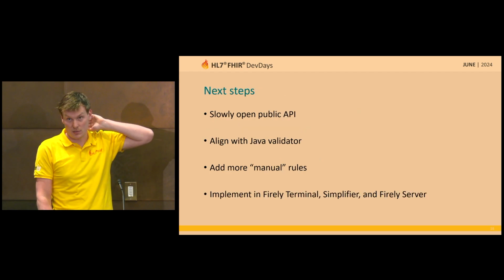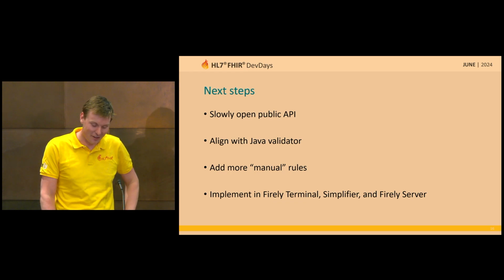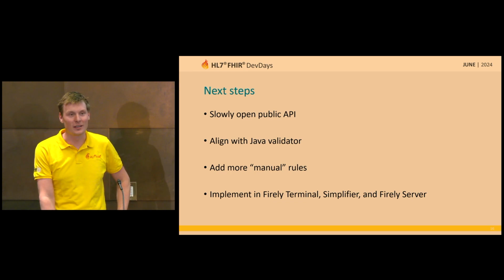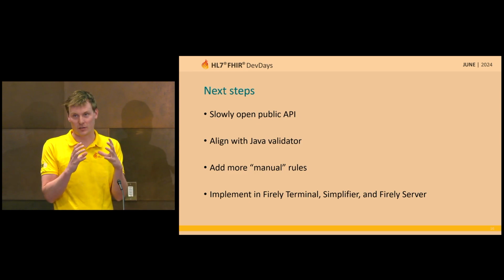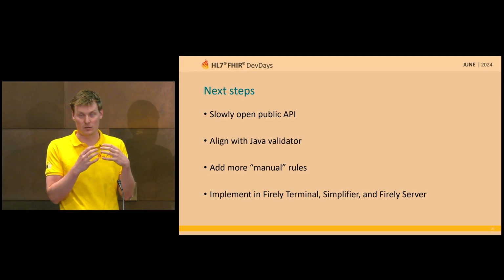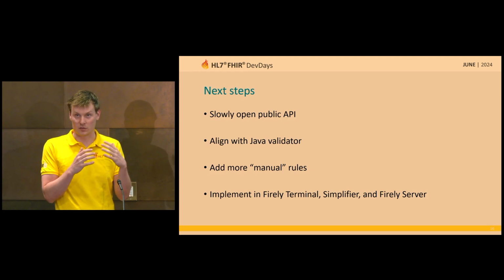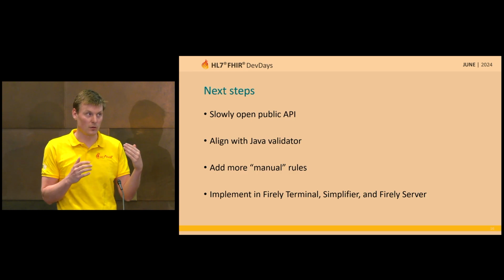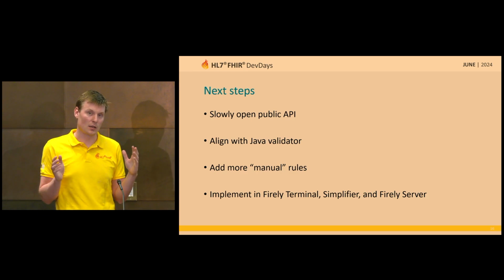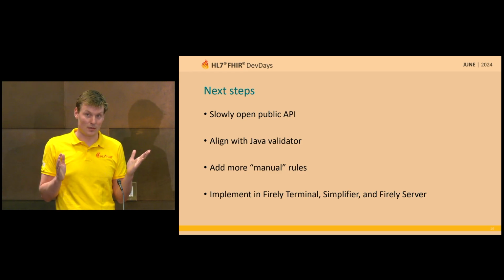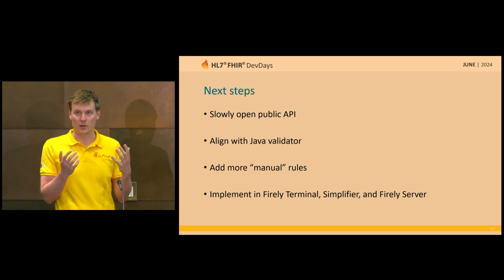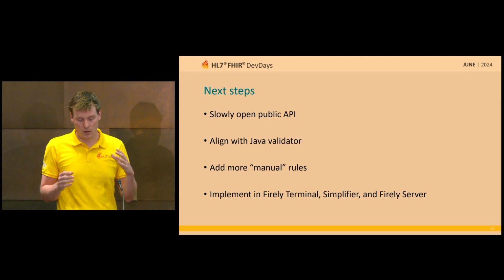I didn't discuss the next steps yet. The next steps for our validator are to slowly open the public API. We now have only a couple of functions that are really defined as public, because we still want to alter the internal ones a little bit, so we don't want to break your code if you already use them. Some of them are already public, but a little bit hidden away, so you can use them, but at your own risk. We're going to slowly mature that, open up the public API, and give you a little more flexibility in using it.